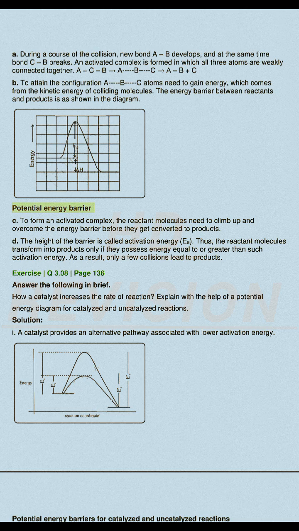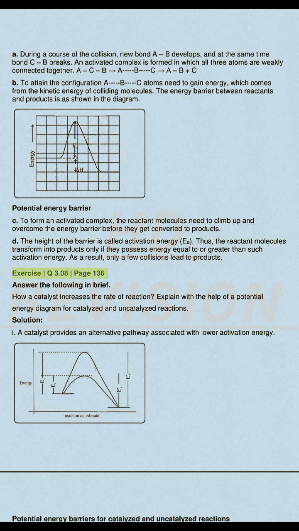Potential energy barrier. To form an activated complex, the reactant molecules need to climb up and overcome the energy barrier before they get converted to products. The height of the barrier is called activation energy, Ea. Thus, the reactant molecules transform into products only if they possess energy equal to or greater than such activation energy. As a result, only a few collisions lead to products.